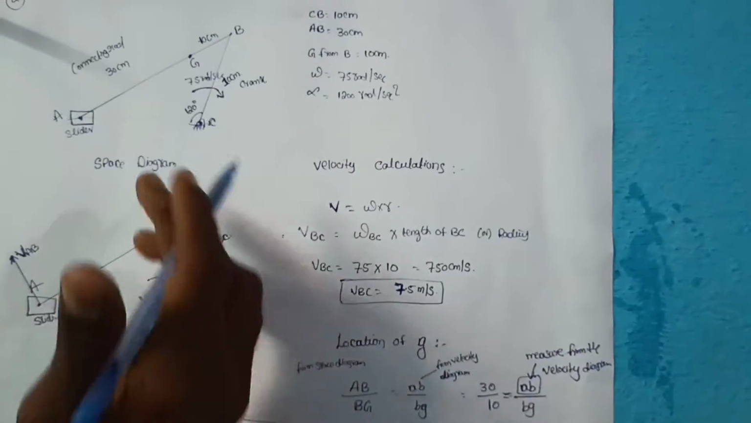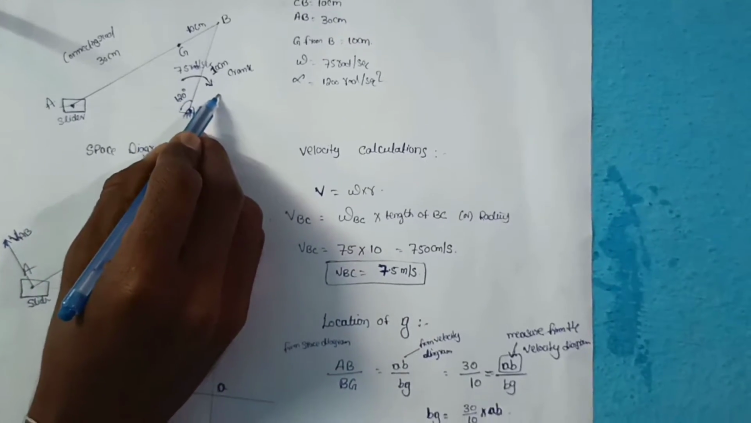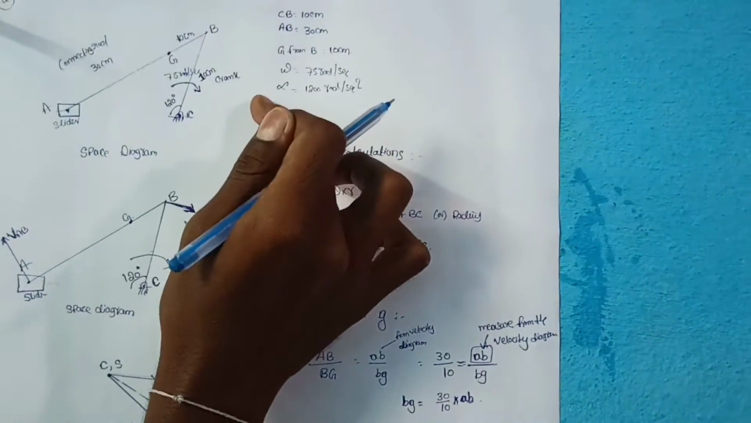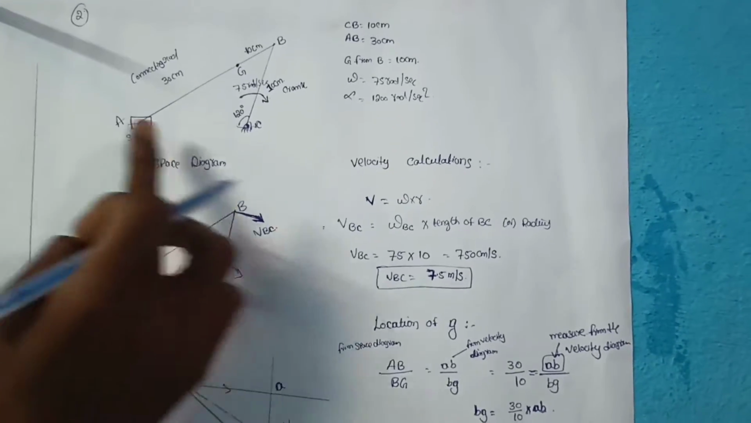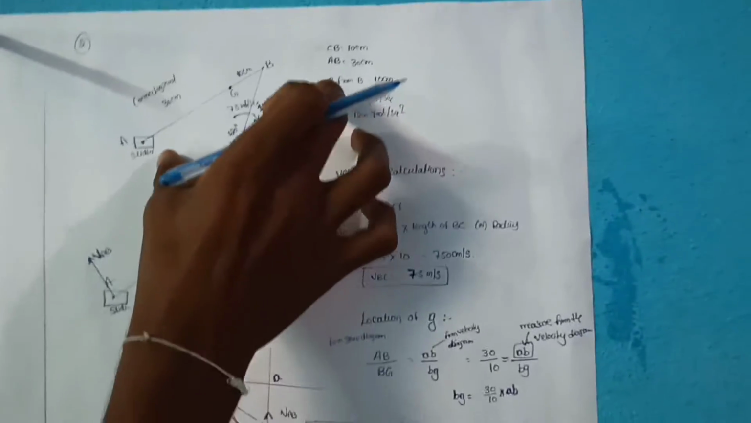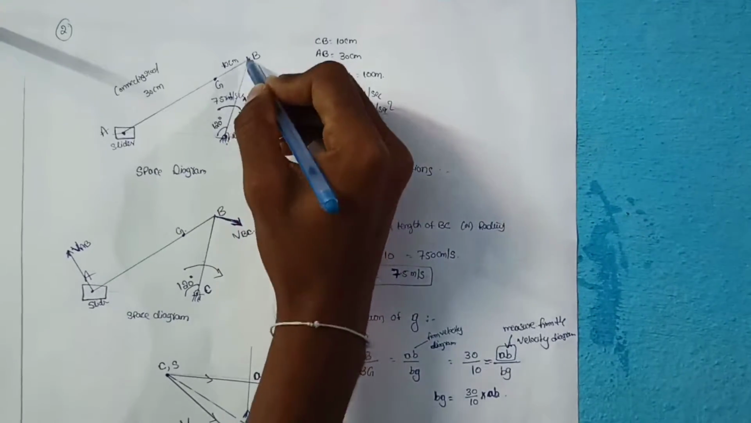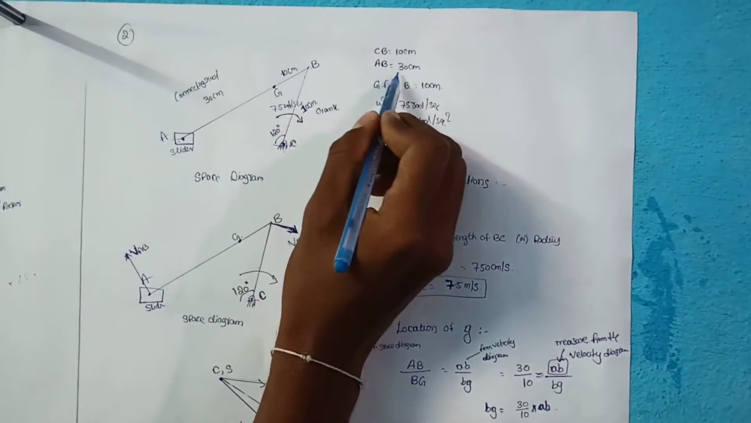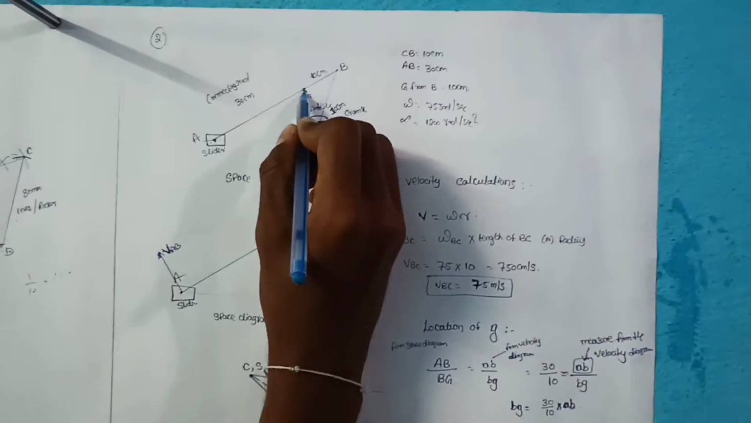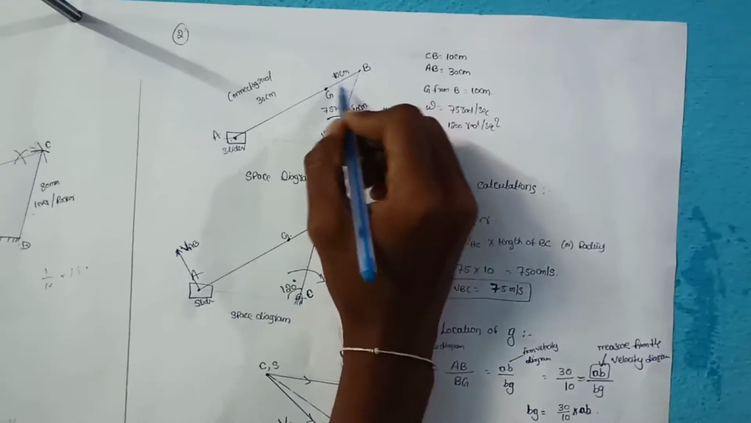It is a reciprocating engine. See, this is a slider. When the crank is moving in a clockwise direction, at that time the link will move in the downward direction, and because of the slider, it will move backward. So this is the mechanism. The given information is CB equal to 10 centimeter, and AB is 30 centimeter in length. Next, point G is given, and the distance from G to B is 10 centimeter.